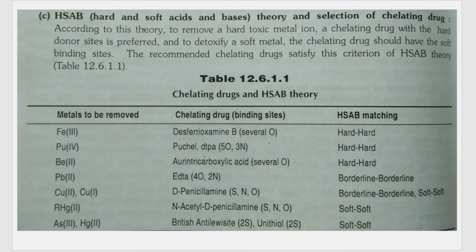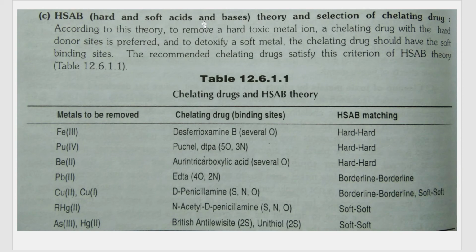Next is hard and soft acids and bases. This you have already studied, that these metal ions and non-metals are all classified into hard and soft. So they are telling that if the toxic metal ion to be removed is hard in nature, then it would prefer a chelating drug which has hard donor sites, because the chelating drug has to go and form a complex with that toxic metal ion. Complex formation is easy when the ligand chelating sites are also hard in nature, and the toxic metal ion to be removed is hard, then it will prefer a donor site which is also hard in nature.